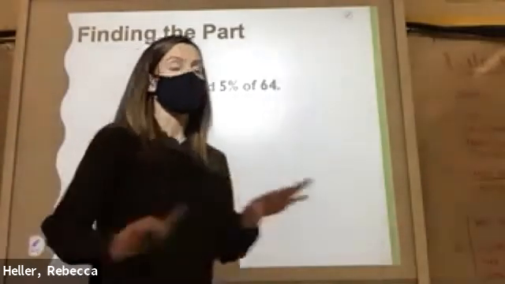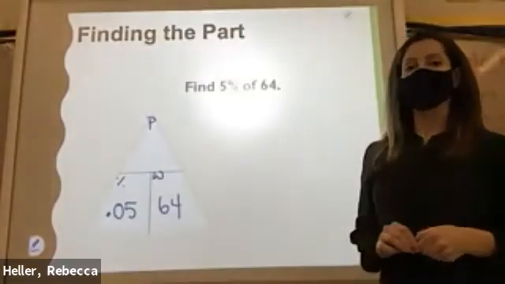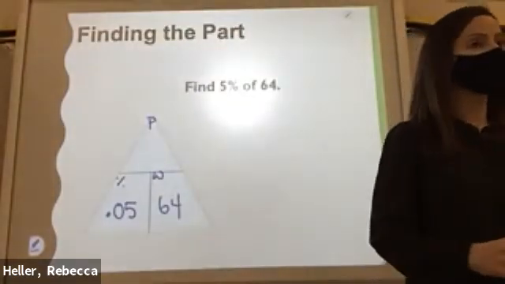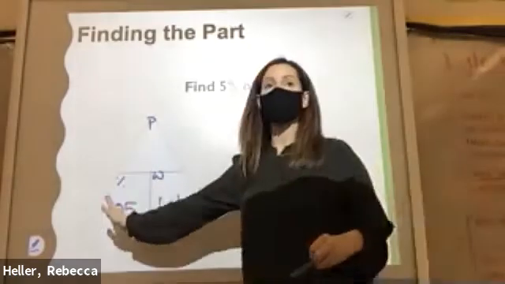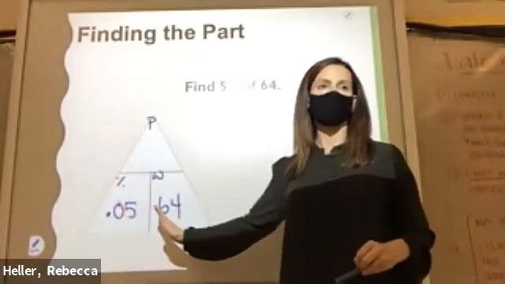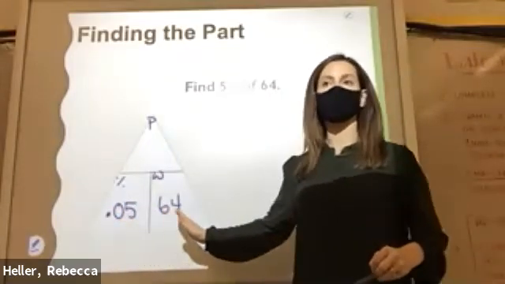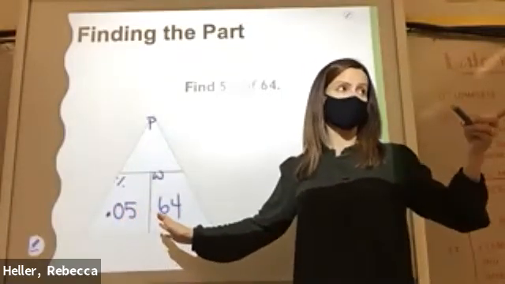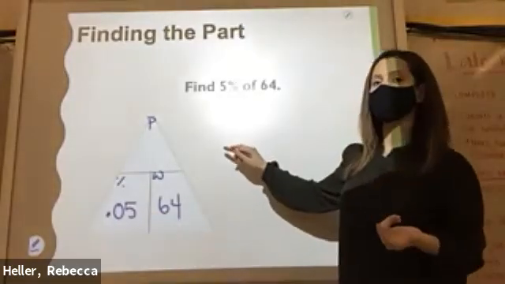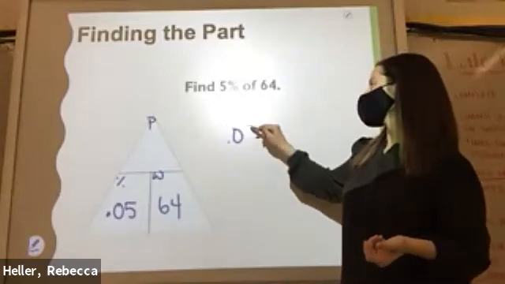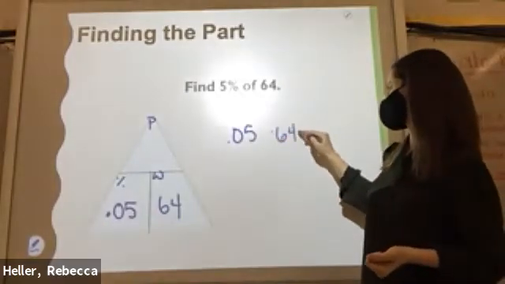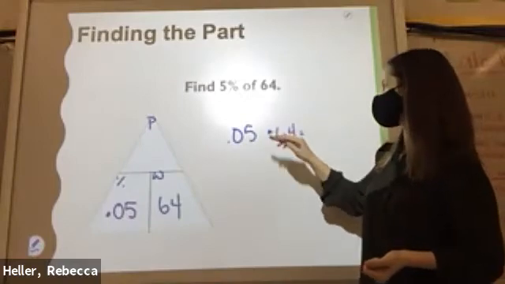Now, if you've never seen this triangle method before or don't know what to do now that we have the numbers in it, when the numbers are next to each other on the bottom part of the triangle, someone that remembers, can you tell us what do we do with those two numbers? You multiply them, right? So this is actually what you will do to solve the problem. 0.05 times 64. That is the problem you are solving.